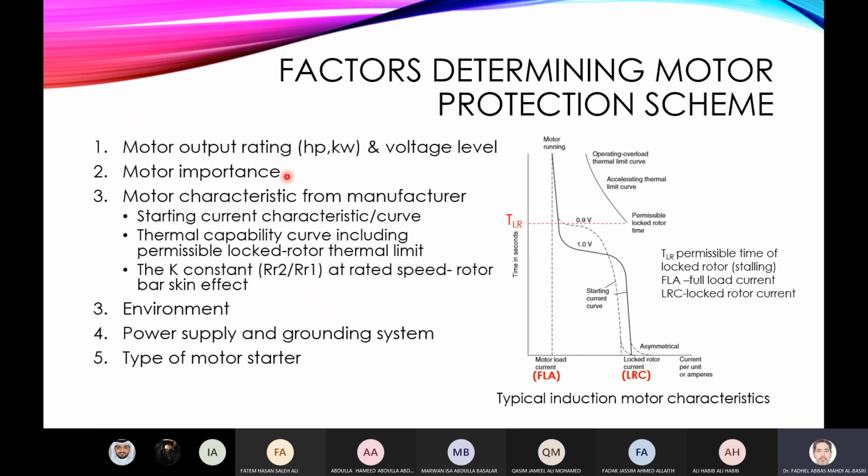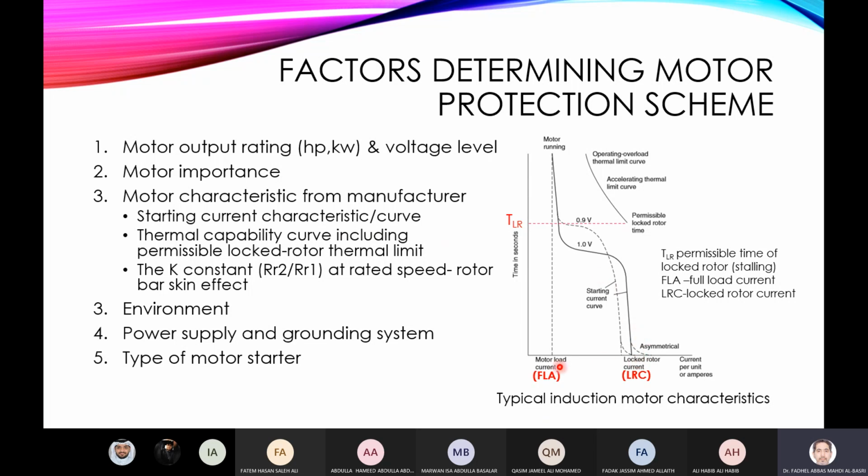Also the importance: sometimes even a smaller motor requires larger protection if it is critical for any process. Another factor is the motor characteristics. We have to know about it, and this comes from the manufacturers. This is one example of motor characteristics, which shows the starting current characteristic of the motors.